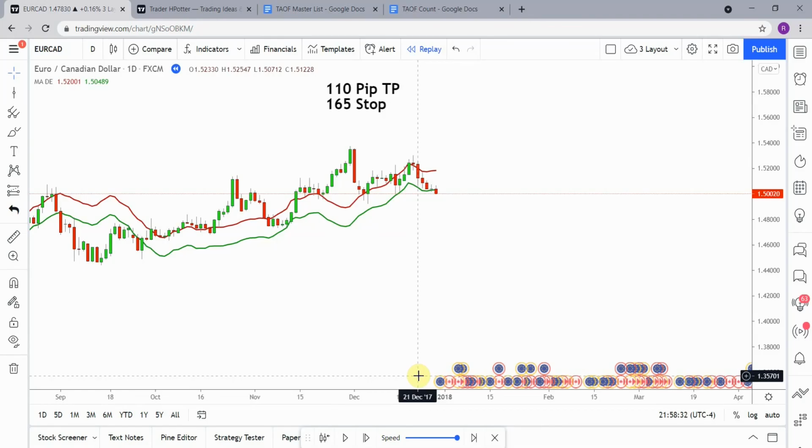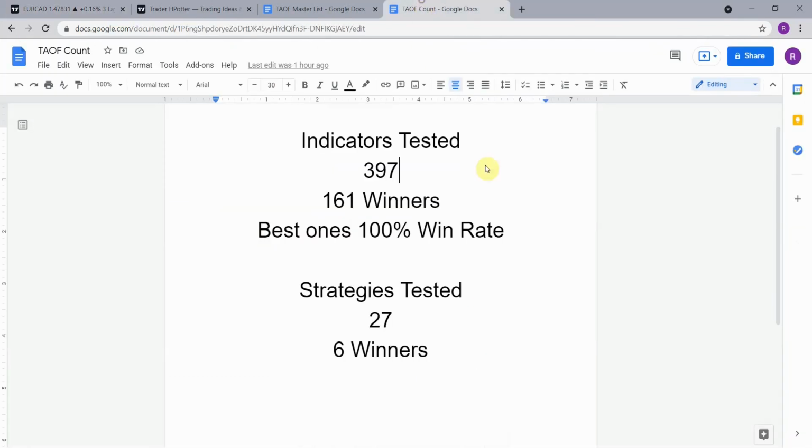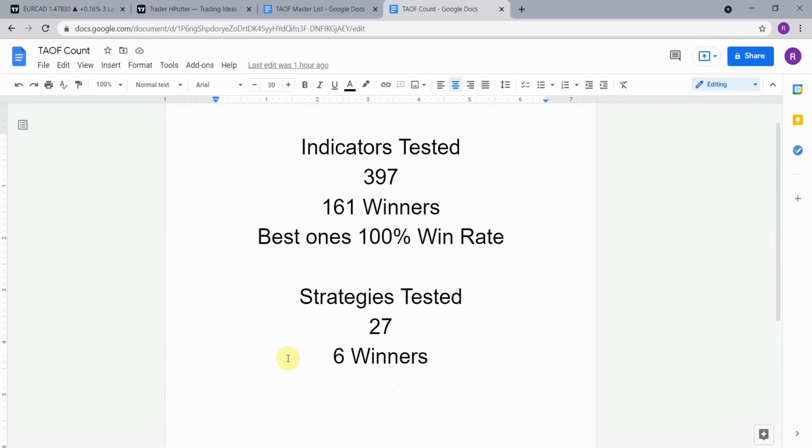Alright, as I said, today we will be testing the moving average displaced envelope. Before we do though, I wanted to put the testing scoreboard up for everyone to see. So to date we have tested a total of 27 different strategies with a total of 6 winners. We have also tested a total of 397 indicators with a total of 161 winners, which means that they have met or exceeded the 60% win-loss ratio threshold that we have set for them. The best ones so far were able to achieve a 100% win rate.